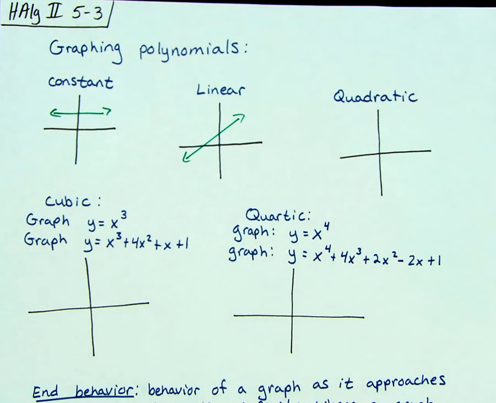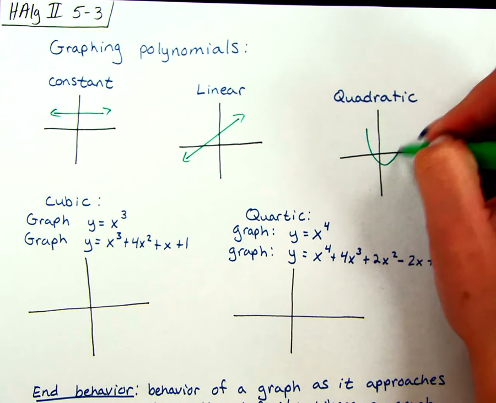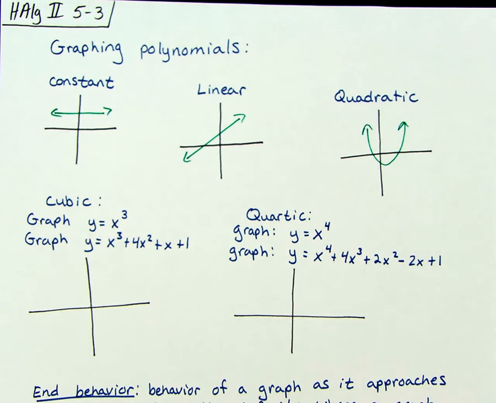Okay? But if it is a horizontal line, we call it a constant. If it has a slope to it other than 0, that's going to be a linear one. Quadratic is going to be some type of U-shape. And then the cubic ones is where we start getting into the new stuff. So we have no idea what a cubic equation looks like at this point.